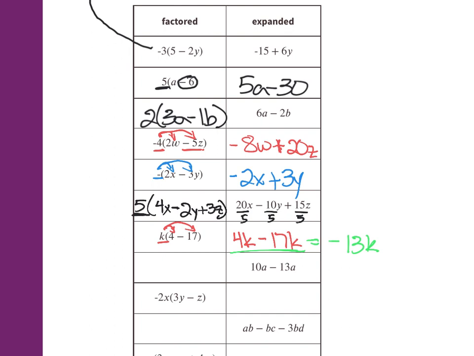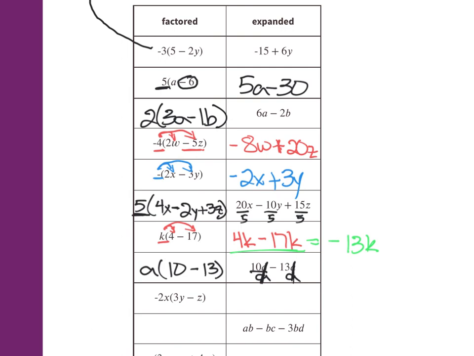All right, on the next one, 10a and 13a. Well, we can't, 10 and 13, there's no number that I can divide by both of them except for 1. Okay, but if you notice, both of them have the letter a with them. So I'm going to divide both by a. So a goes on the outside of the parentheses. And then 10a divided by a, they're just going to cancel each other out, so I'm left with 10. 13a divided by a is just 13, so 10 minus 13 on the inside.